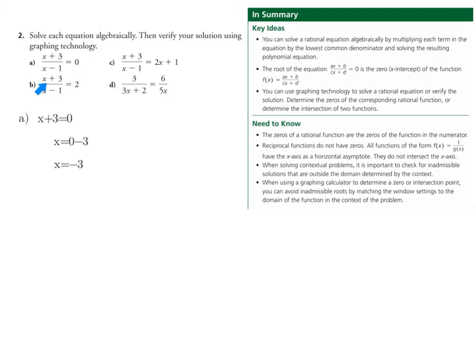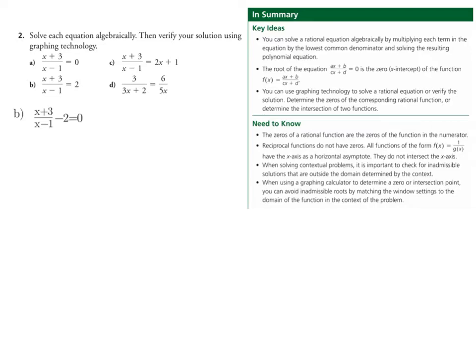Part B. x plus 3 over x minus 1 equals 2. All right, so I would rather see this equals 0. Equals 2 is kind of harder. So what I'm going to do is bring this 2 over. One way to do it, we take the 2 and you subtract 2 from both sides. Now we have a 0 here.